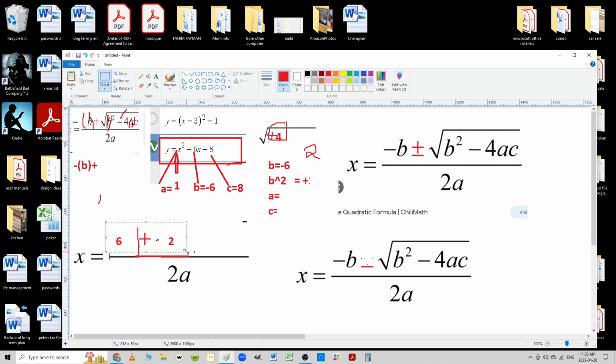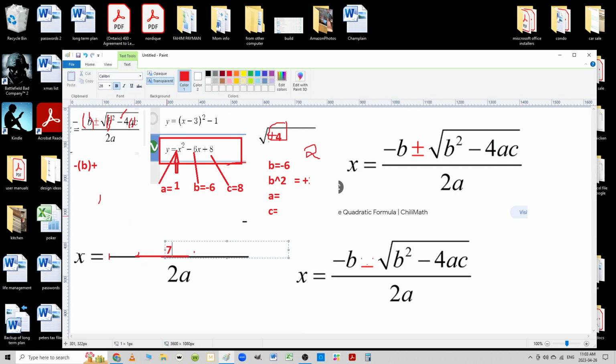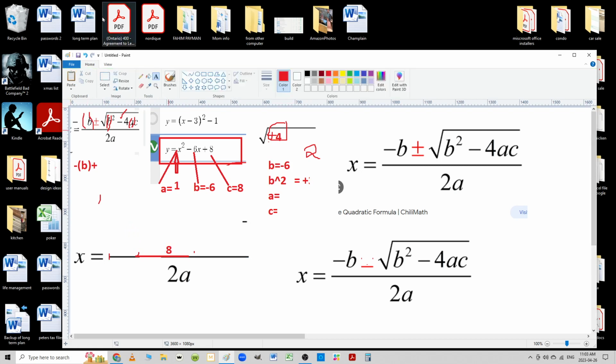Now we've got to do 2 times a in the bottom. And again, if a was negative, that's why you should put it in brackets. There we go. 2 times a. And we notice that a is positive 1, which makes our life easier. So we put 2 times 1. 2 times 1 is 2. 8 divided by 2 is 4. This tells us one of our roots is 4, not our factor. Remember, the root's positive. One of our roots is 4.